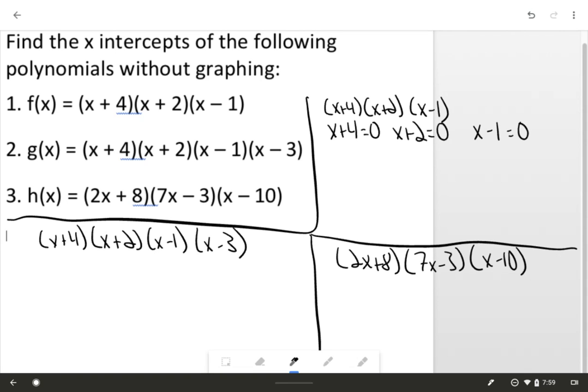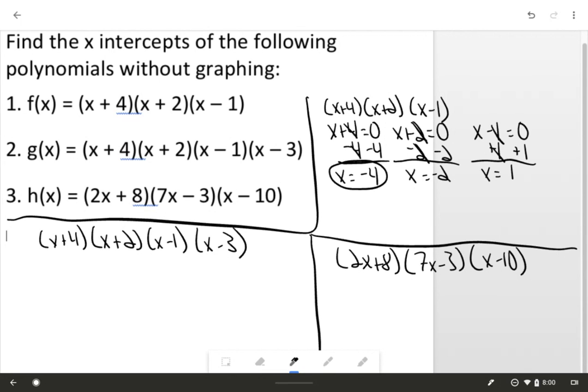Okay, so for number 1, for this one, I would subtract 4 from both sides. So x would equal 0 minus 4. For the second factor, I would subtract 2 from both sides. And I would get x equals 0 minus 2. And then for the third factor, I would add 1 to both sides. And I would get x equals 0 plus 1. And my 3 x-intercepts, my 3 roots, my 3 zeros are x equals negative 4, negative 2, and positive 1.